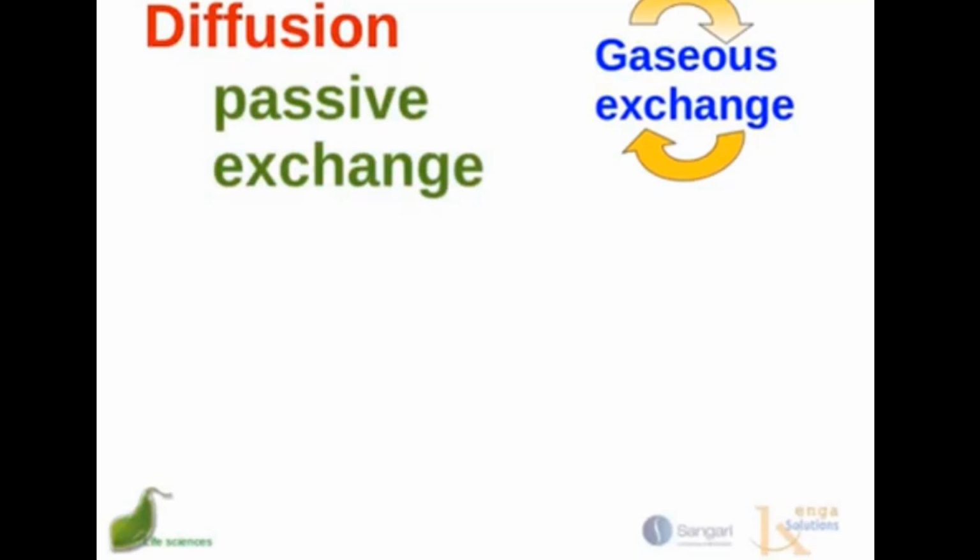And this is a passive exchange. Gas diffuses across membranes passively. And so as a consequence of that, there's only 2 things we can do to increase the amount of gas that gets into our blood: the amount of oxygen that gets into our blood, or the rate at which we get rid of carbon dioxide.